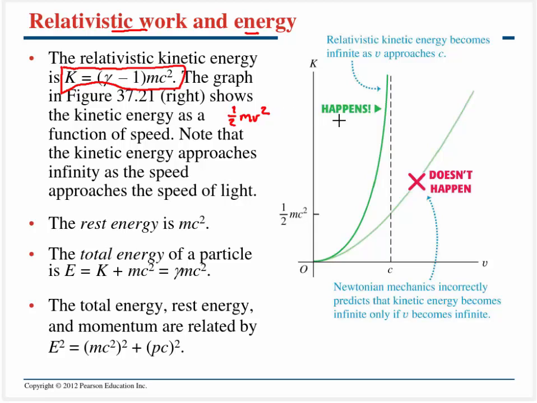And again, as we approach the speed of light, we know that we can't go any faster, so this does not keep going linearly. We have to asymptote upwards, and actually it'll approach infinity as the speed approaches the speed of light.